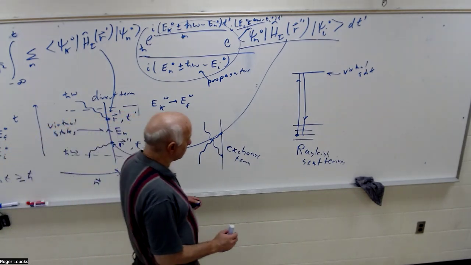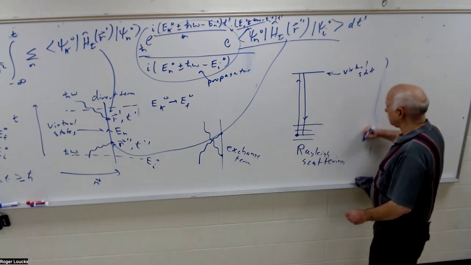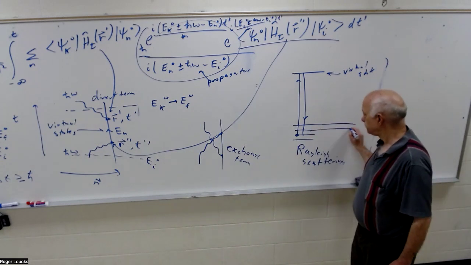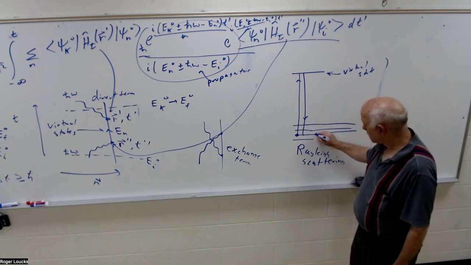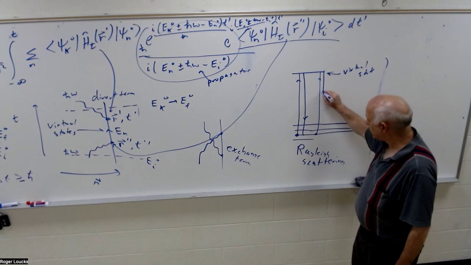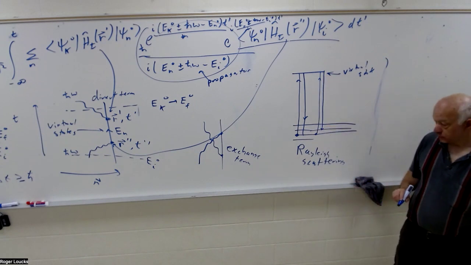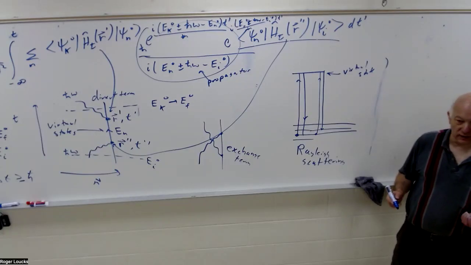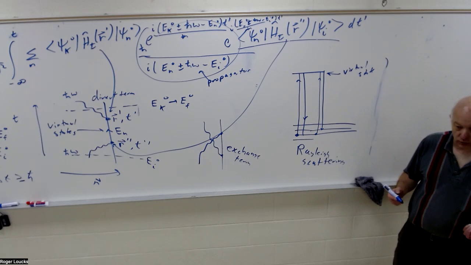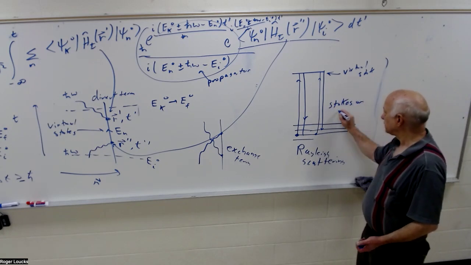Well, what else could happen here? I could get scattered up here, and then I could go down to a state like that. Okay. And that one's either Stokes or anti-Stokes, and I can never keep track of which is which. This is either the Stokes or the anti-Stokes.